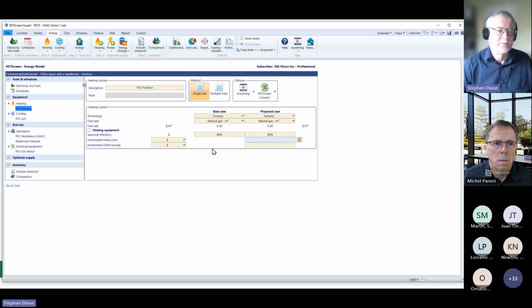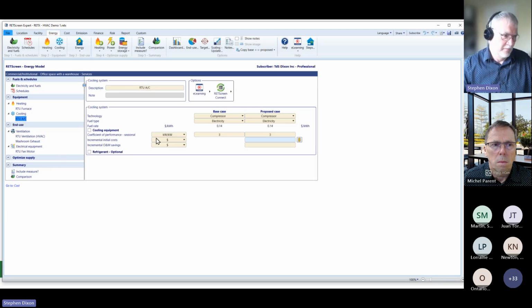We have a heating system. The heating system has an efficiency of 80% in both what we call the base case and the proposed case, the way it is now, the way we want it to be. So we're not going to change the efficiency of the heating system in this example. We're simply going to change the operational parameters under which it's operating, temperatures and schedules. We have a cooling system. Here we see the coefficient of performance of the cooling system is 3. That's the only number we really need in RETScreen to specify a cooling system.